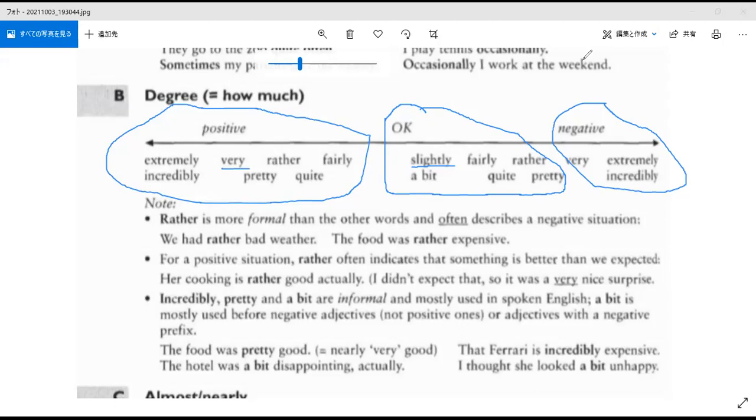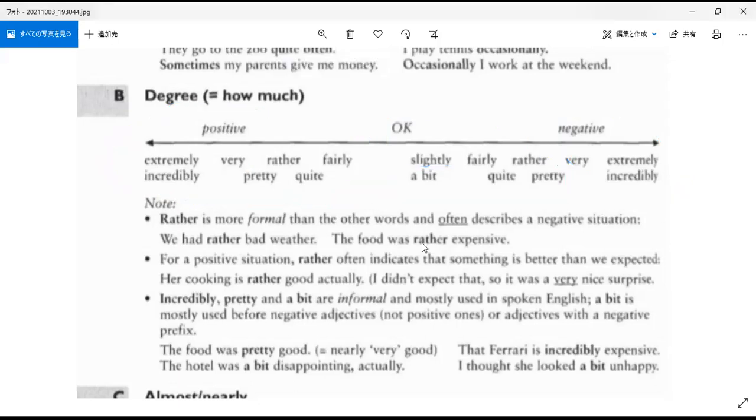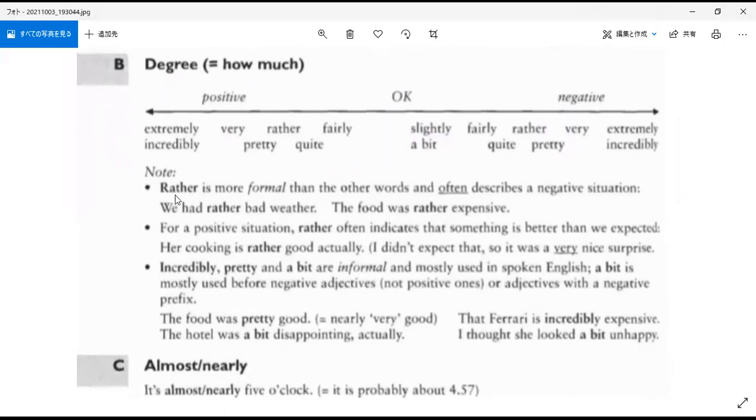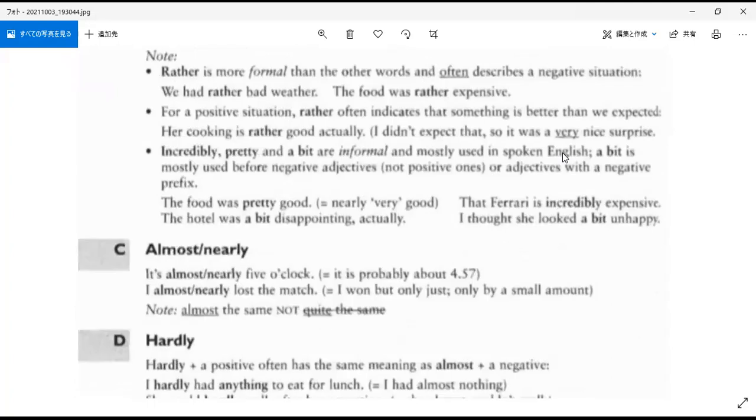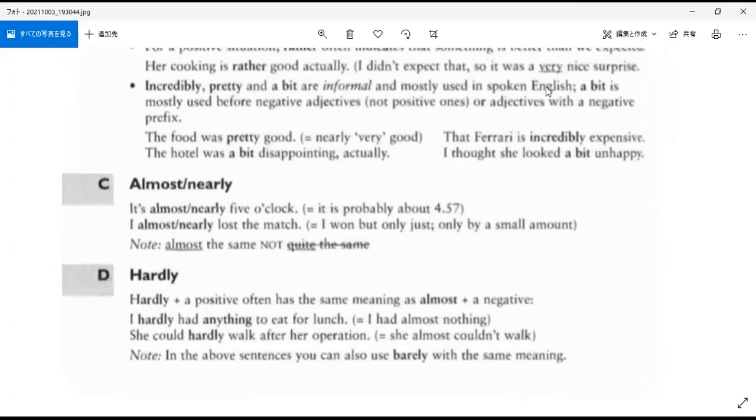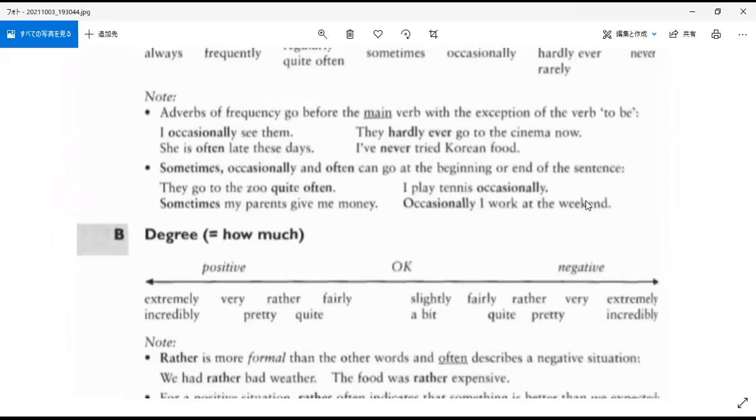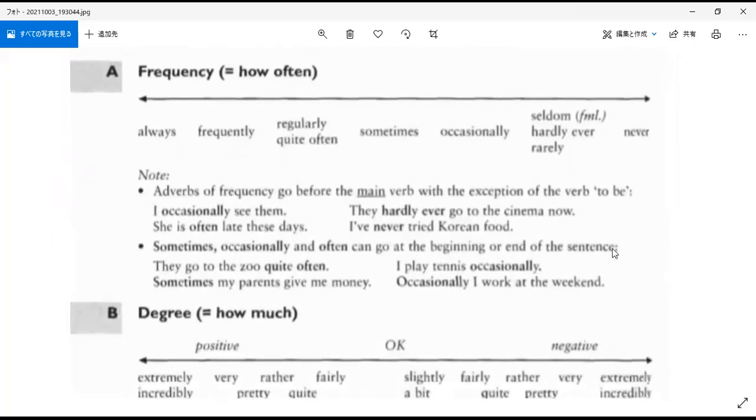Okay, clear drawing. Okay. Rather, another one, very formal, they say. Incredibly, pretty and a bit informal. Almost, nearly, hardly. Yeah, this is just an example of degree.